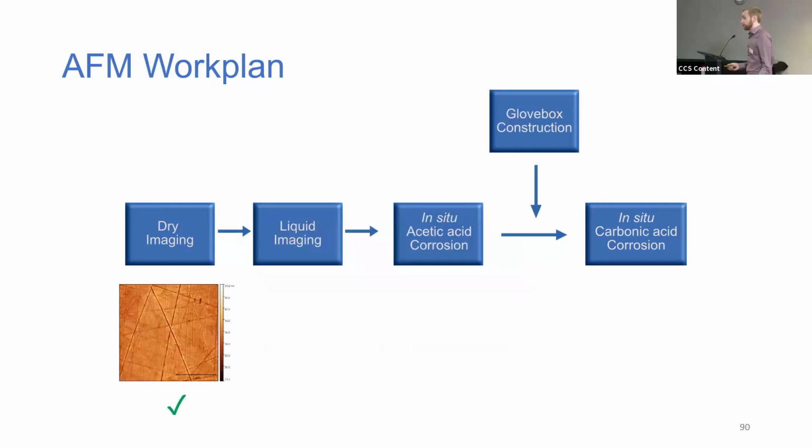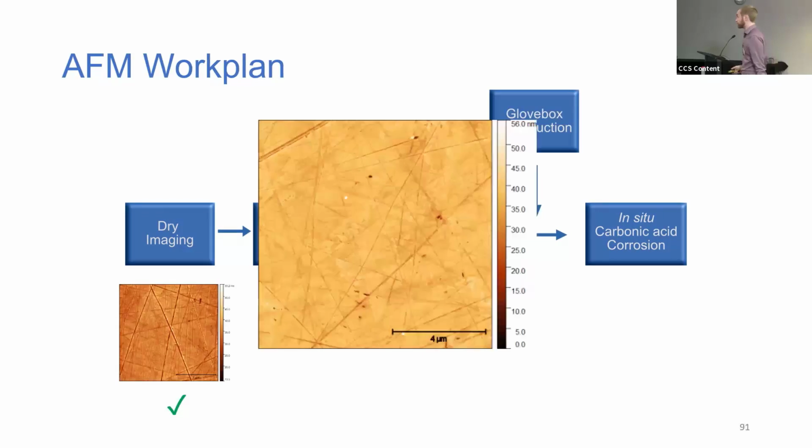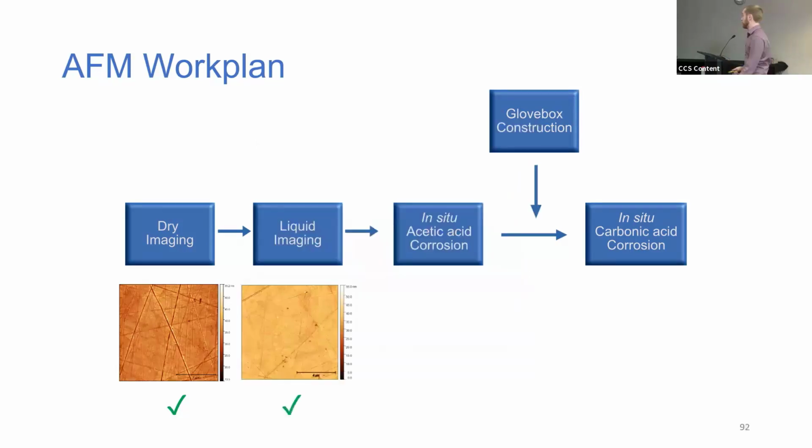After this, we need to start being able to image in liquid. So here I show another AFM image, this time imaged in deionized water, carbon steel again, and we see very similar image quality. This shows that in AFM, we don't actually sacrifice image quality if we go into liquids, which is another advantage. So from here, we need to start looking at in situ corrosion, and the system we use is acetic acid, and these are the results I'll talk about today.